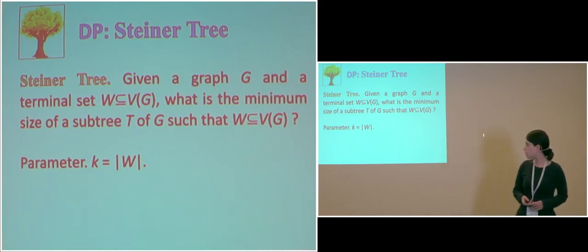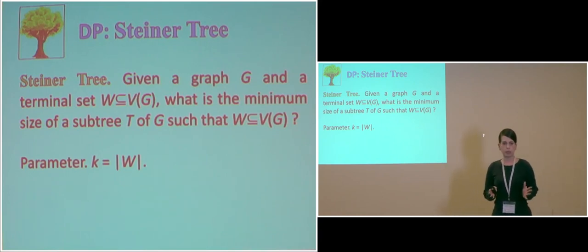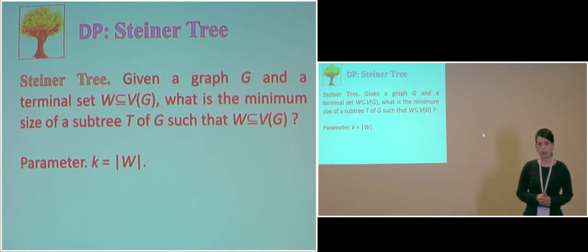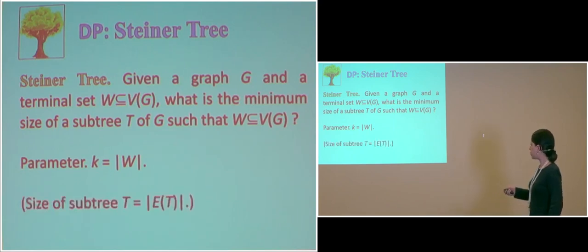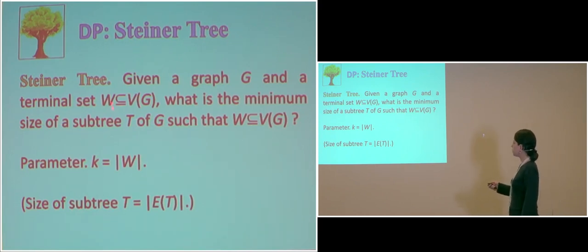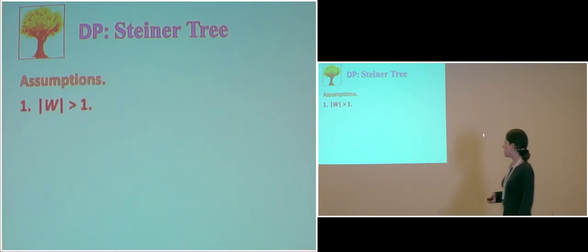Is this clear? And the parameter we are going to use is the size of the terminal set that we have. So this is our parameter K. Okay, so we have a terminal set, and we want to connect all of these terminals. So we want a subtree of minimum size. Here size refers to number of edges. When I say size, I mean subset of edges. It doesn't matter because we are talking about trees. And we want to find a subtree of minimum size that contains all of these terminals. Okay, and the size of the terminal set is the parameter.